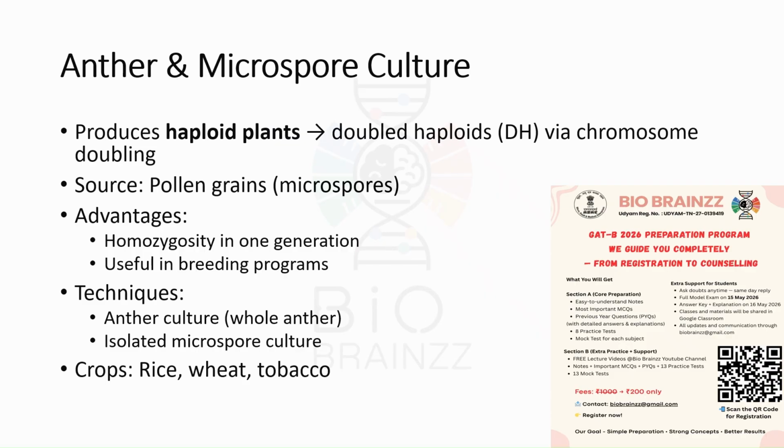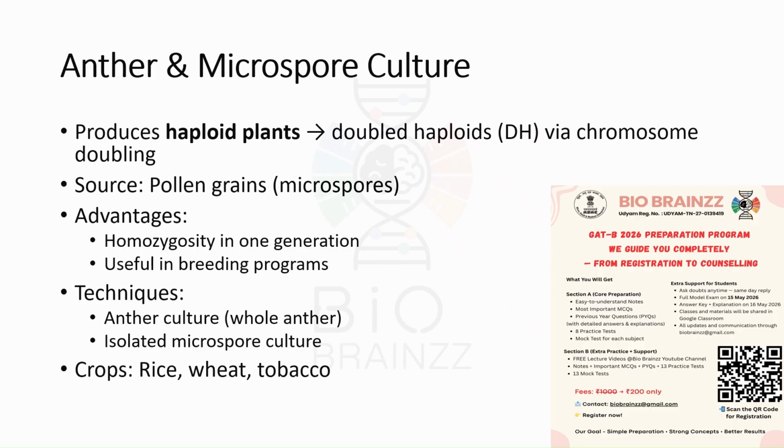Anther and microspore culture techniques are used to produce haploid plants, which can be converted into doubled haploids through chromosomal doubling. The source material is pollen grains, microspores, which are cultured to develop into embryos and eventually whole plants. This method significantly accelerates plant breeding programs by achieving complete homozygosity in a single generation.